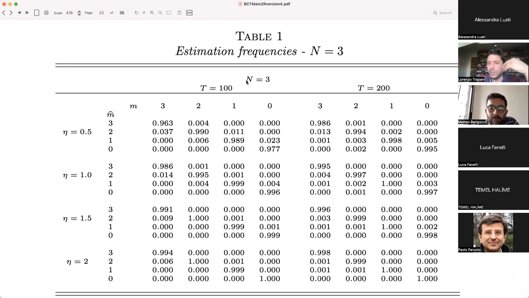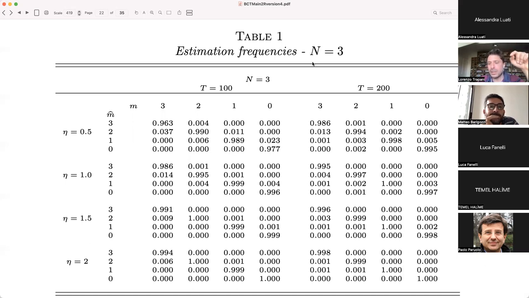N is equal to 3, so we are in the small m case. And the estimator doesn't do that badly. This is the percentage of times that the estimator is equal to 3 when the true m is equal to 3. And if you look across the board, it could be worse.